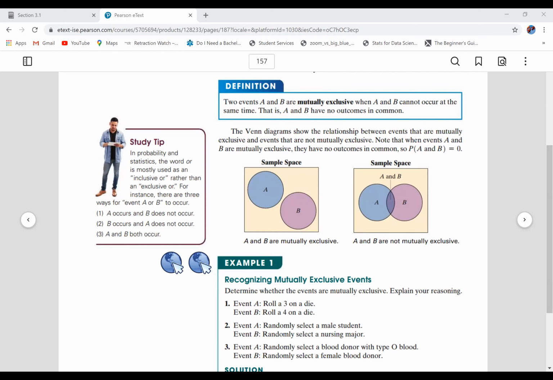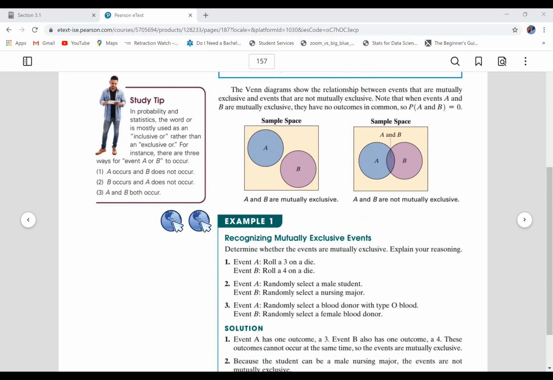What do you think of number one, guys? Event A, you roll a 3 on a die, and event B, you roll a 4 on a die. Can you get a 3 and a 4 at the same time, guys, when you roll a die? Mutually exclusive? They are, because you cannot get a 3 and a 4. It's going to be face up, if your die is not loaded, it's a fair die. If it is a 3, it can't be 4. And if it is a 4, it can't be 3. So they are mutually exclusive.